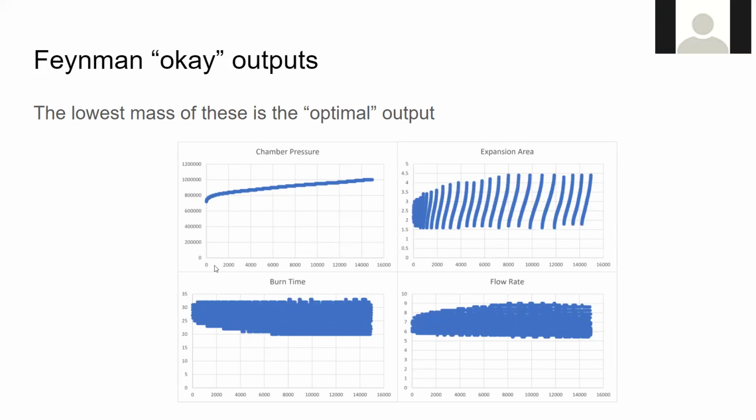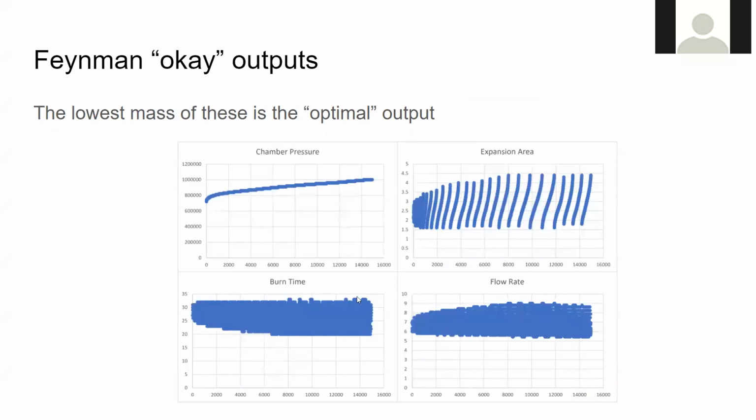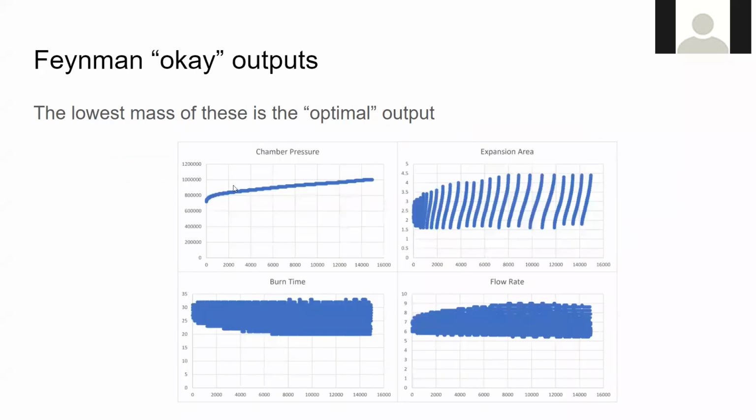So the x-axis is just the iteration. As it goes through this massive nested for loop, the first one that it goes through would be number 1. The 10,000th one that it goes through would be number 10,000. So as you can see, chamber pressure is the first one that we go through. This is how valid chamber pressure increases as we go through. And then you can start to see some correlations from this.